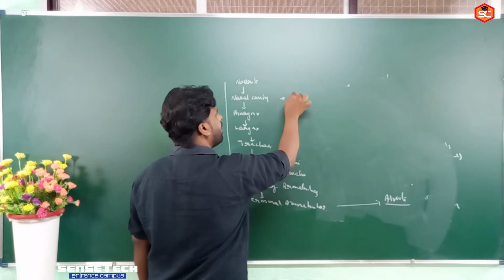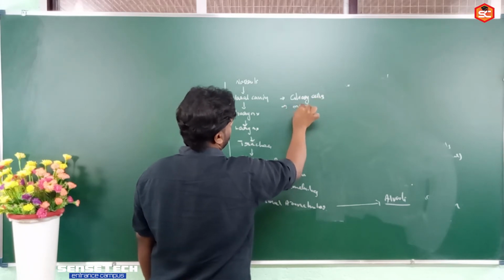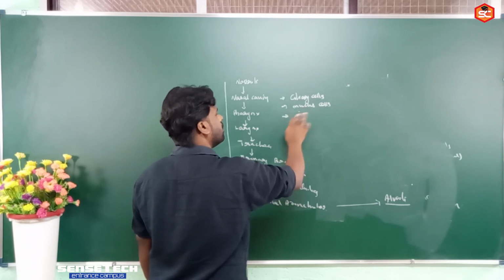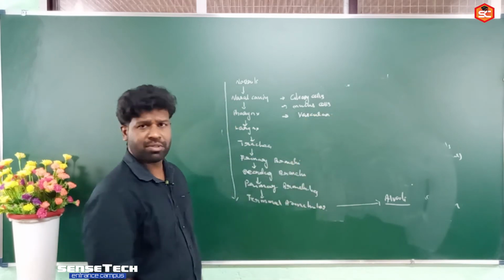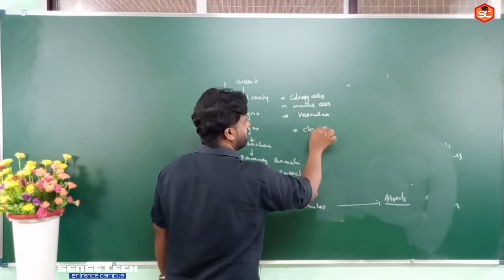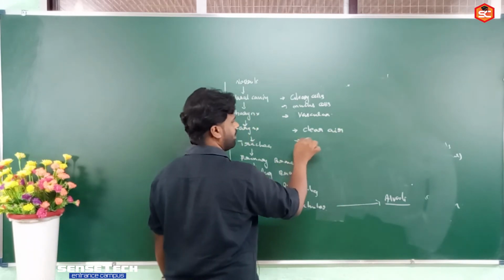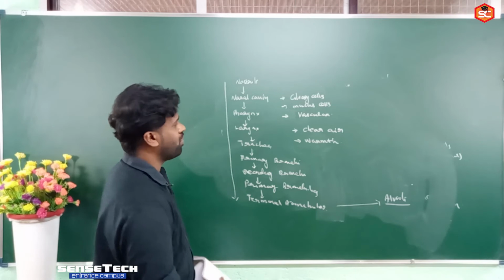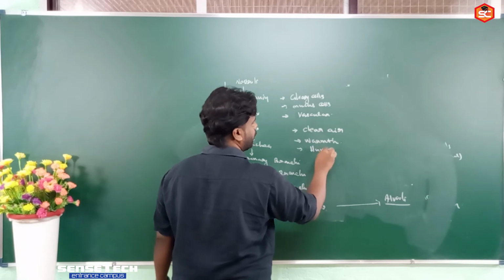And this conducting part has ciliary cells, mucus secreting cells, and a highly vascular region. Vascular means blood vessels are also there. So the function of this conducting part is to clear the air of foreign particles, to warm the air, and then to humidify the air.